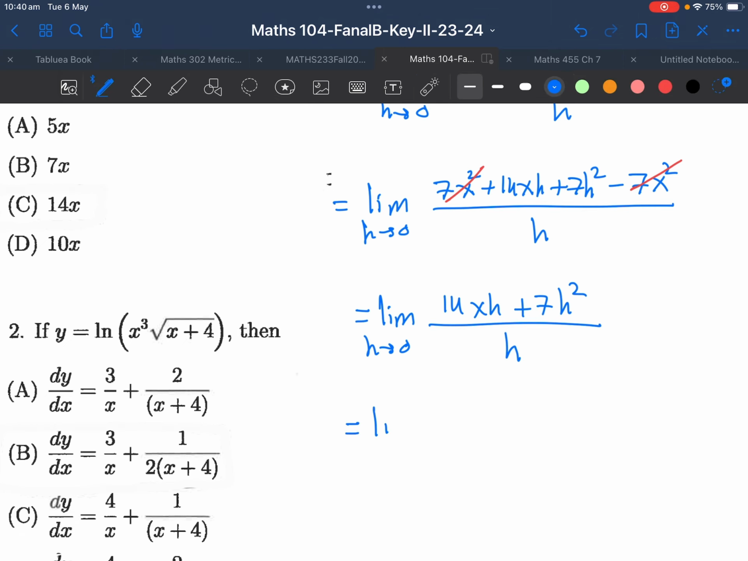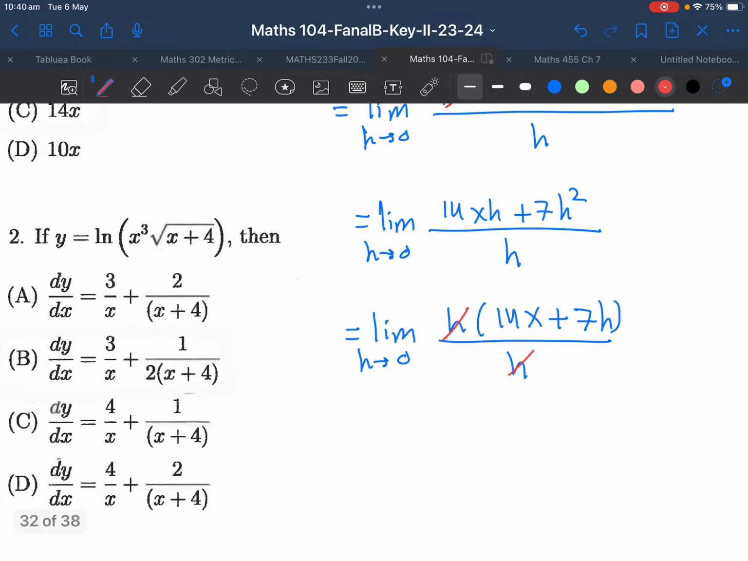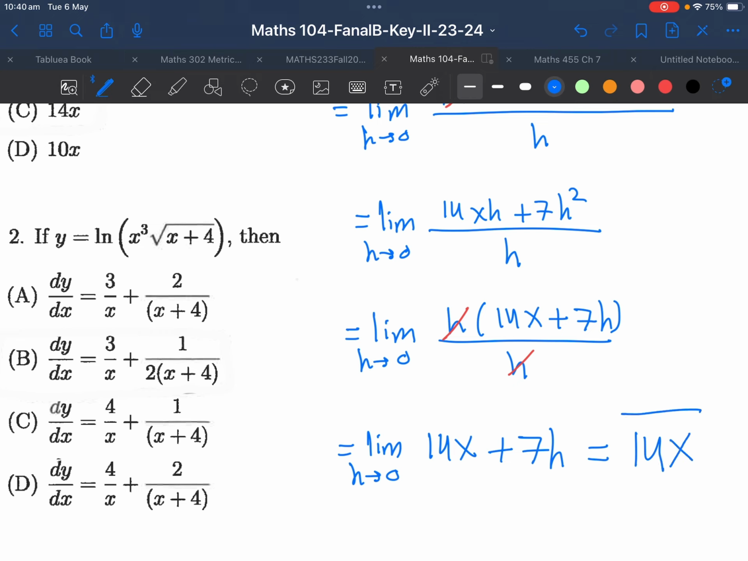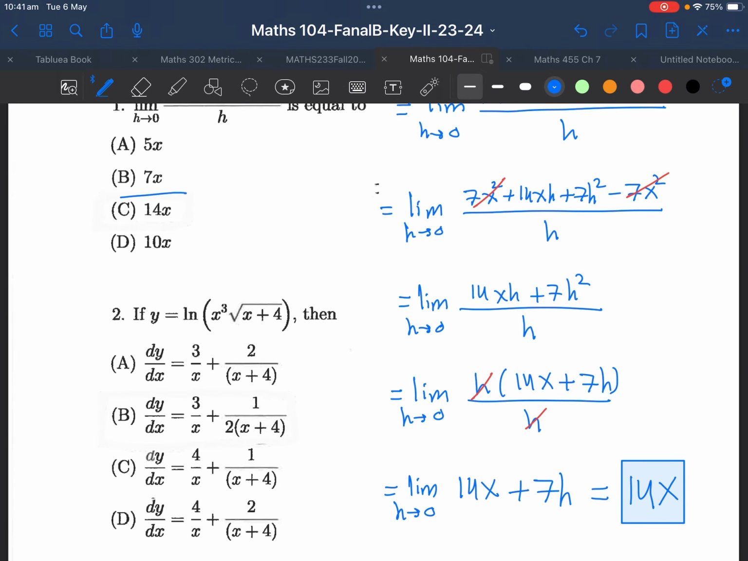So we will end up with limit h goes to 0. If we take h as common factor, what's left is 14x plus 7h divided by h. Cancel h with h. We get limit as h goes to 0 of 14x plus 7h. If we substitute 0 instead of h, we get 14x. And that should be the final answer for this question, which corresponds to part C here.